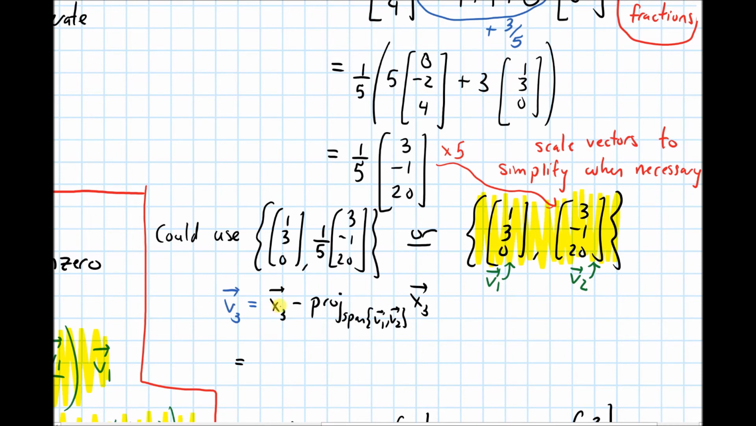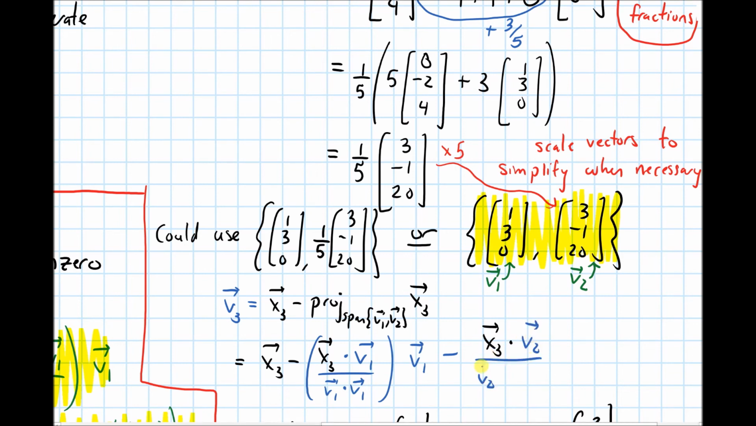I've already gone ahead and written down the formula for v3. It's going to be x3, the third vector in my original basis, minus the projection of x3 onto the span of v1 and v2. Notice it's v1 and v2 and not x1 and x2, because I need to project onto a span of orthogonal vectors. So let's write down the formula. I have x3, and then minus, first we'll project onto v1. So we'll get x3 dotted with v1 over v1 dotted with v1, that fraction times the vector v1, minus, next we project x3 onto v2. So we'll get x3 dotted with v2 over v2 dotted with v2, that fraction times the vector v2.